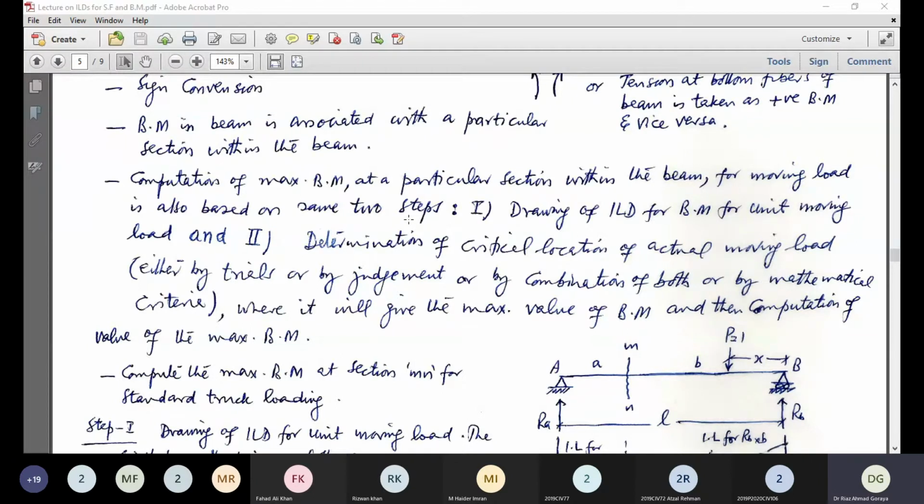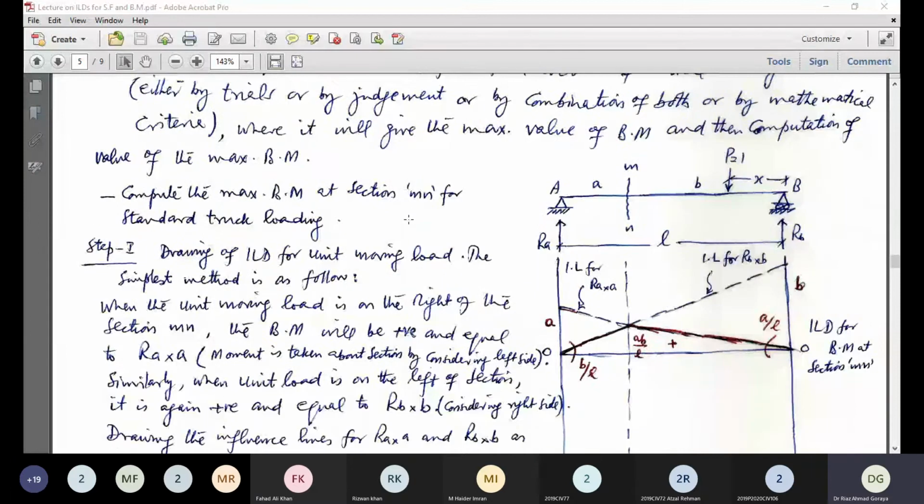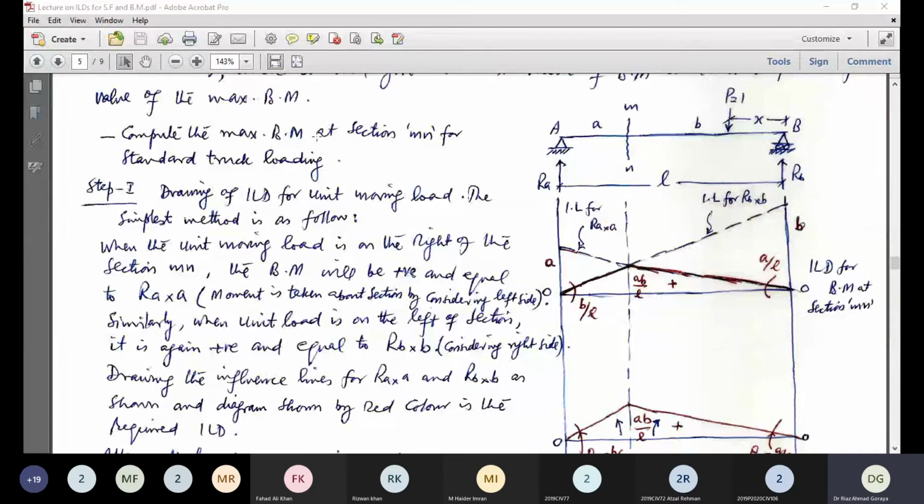Same two steps. Now we will learn with an example of a simply supported beam where we have to compute the maximum bending moment at section Mn for the standard truck loading. Now on the right side, this is a simply supported beam with two supports, support A and support B. And section Mn is defined at a distance small a from support A and at a distance of small b from support B.